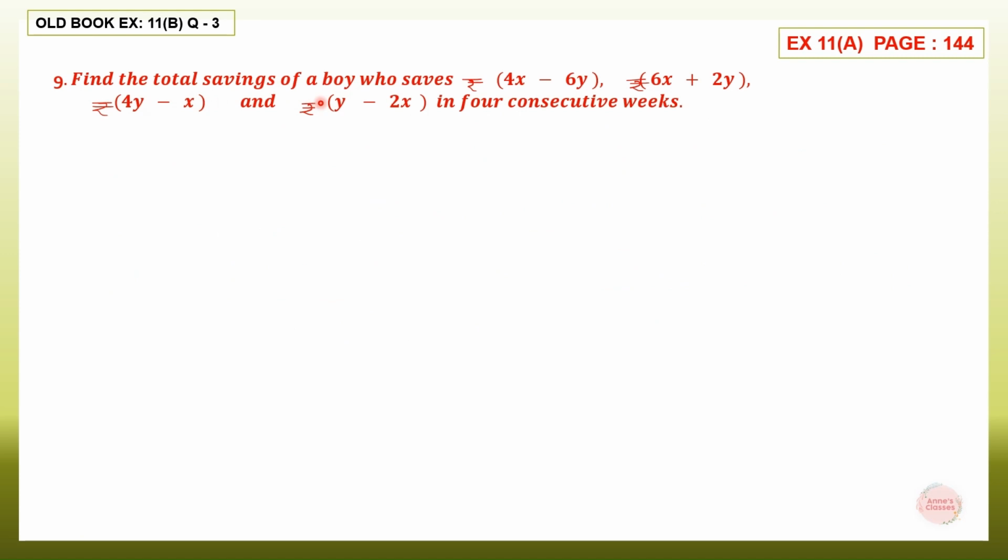Find the total savings of a boy who saves this amount, this amount, this amount and this amount in 4 consecutive weeks. Consecutive means those that come one after the other. So this is how much he saved in 4 weeks. Now we have to find the total savings. To find the total savings, what do we do? We just have to add it up. So we have to write a statement that says total savings of a boy in 4 consecutive weeks, and we're going to add up these amounts.